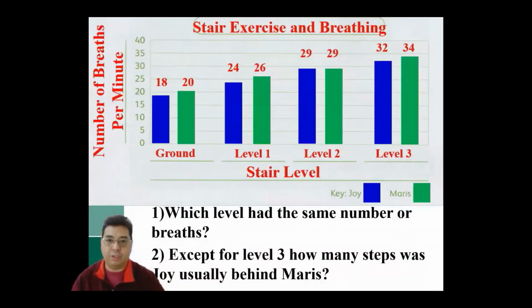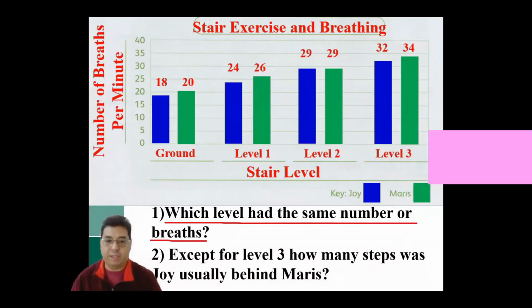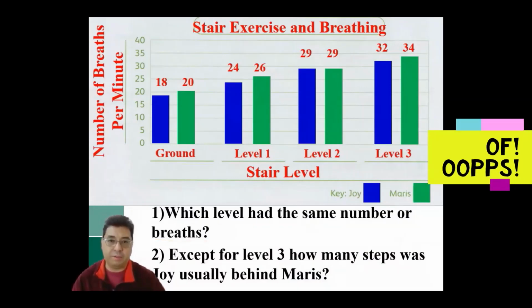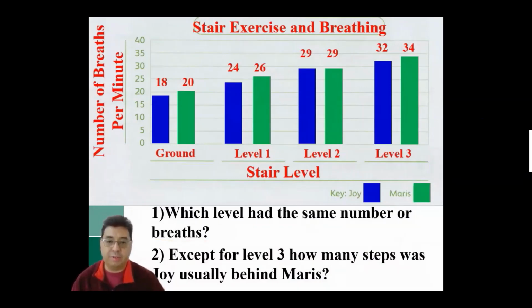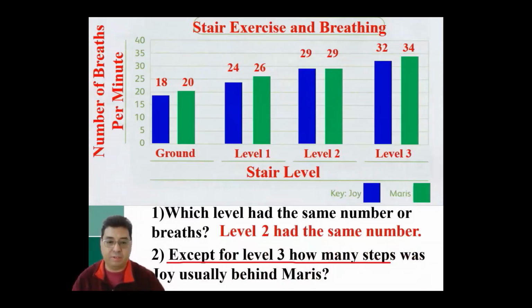Got a couple of short questions here regarding the information we just filled in. So for the first question, which level had the same number of breaths? So looking at the graph here, where did they have the same number of breaths? Well, as you can see, level 2 had the same number. And for number 2, except for level 3, how many steps was Joy usually behind Maris? So if you're looking at the pattern of all the numbers besides the third one, you can see that she was always 2 steps behind.